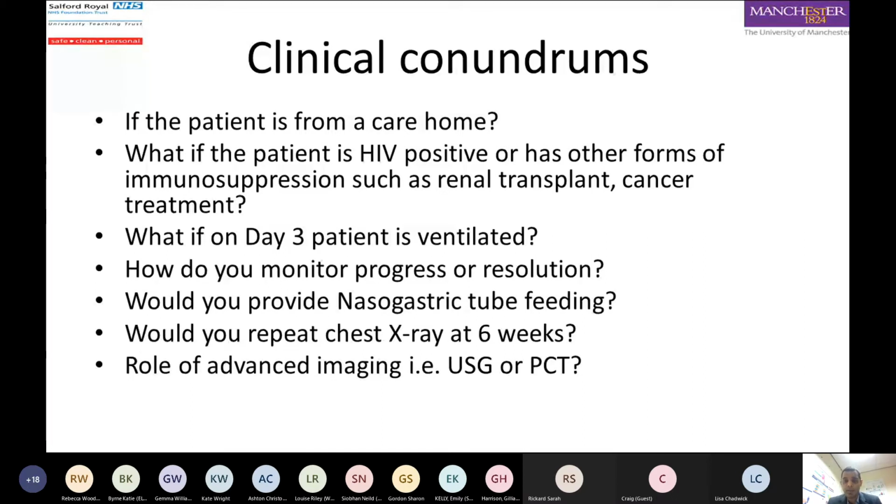Now, how do you monitor progress or resolution? Would you repeat a chest X-ray at 1 week or at 6 weeks? Would you monitor this with CRP? Would you use clinical criteria? So there are a number of questions here which need to be borne in mind, which we didn't address in the consensus. This patient already had a nasogastric tube, but if the patient is having an acute pneumonia syndrome, would you consider putting an NG in him, and would you consider ongoing feeding in this person? And what is the role of advanced imaging even in treatment? Would you monitor treatment using ultrasound? So there are a lot of both clinical questions as well as research questions which still need to be addressed.